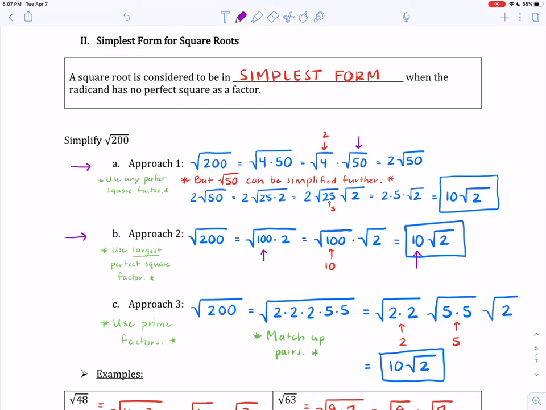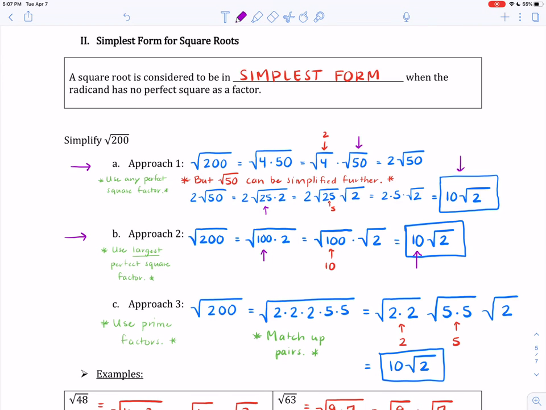But all that means is that I keep going. So I look at 50, and I start thinking about factors of 50 that are a perfect square. All right, and the biggest one is 25. And then I broke that down, and notice it leads me to the same place. I still ended up with a 10 out in front and the 2 left underneath the radical. Okay, so that is the process that you're going to be using here in Section 9.2.